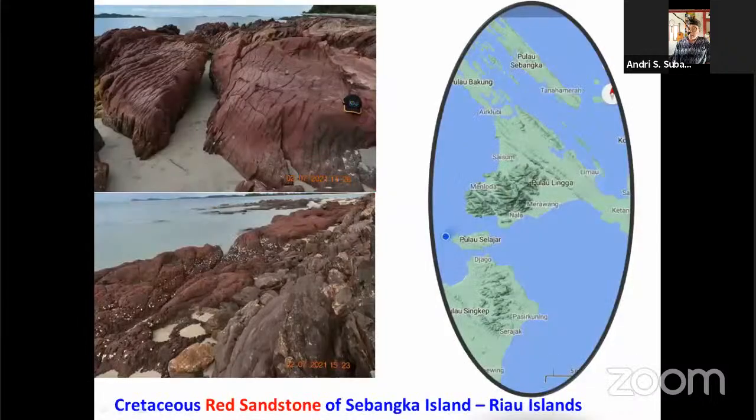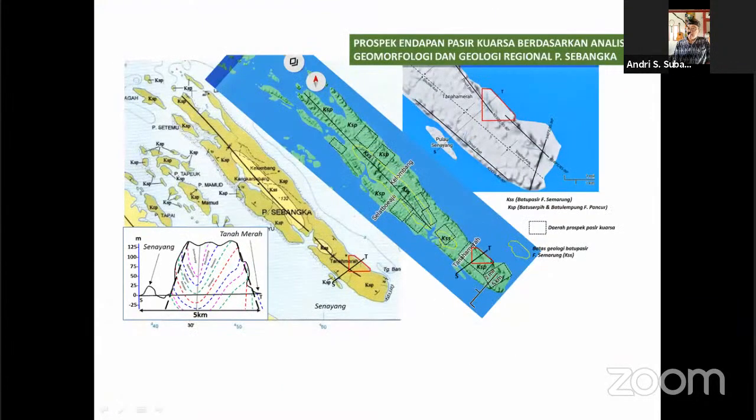So this is the red sandstone that has some resedimented sand for high purity quartz. This is red sandstone that lies in the Singkap area and also in the Lingga area. This is the topography of some islands in the Riau Islands.